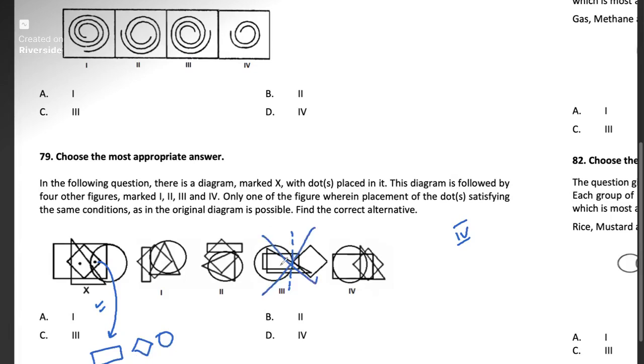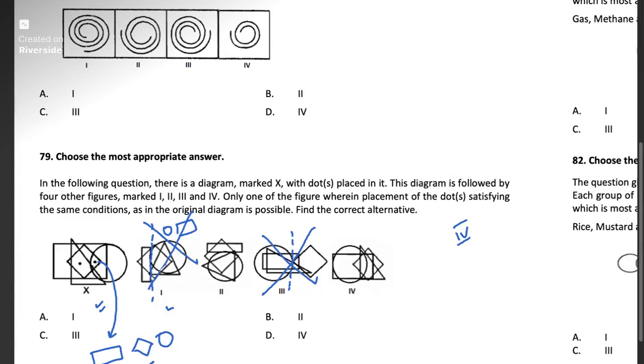So 3 is not possible anyhow. And this particular one, option 1, is also not possible. Why? Because there is no intersection between circle and rectangle, and we need to have the intersection of circle and rectangle as well. So that one is also gone. As I've already mentioned to you, instead of finding the right answer, you can also eliminate the wrong answers.